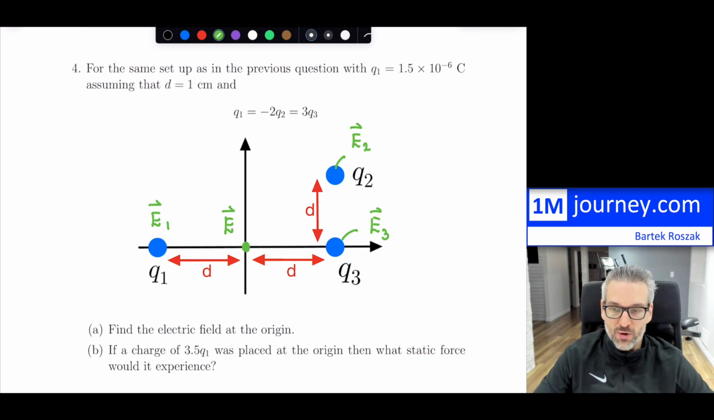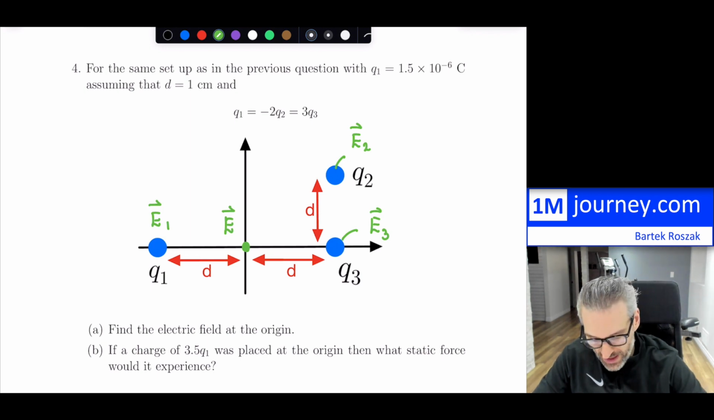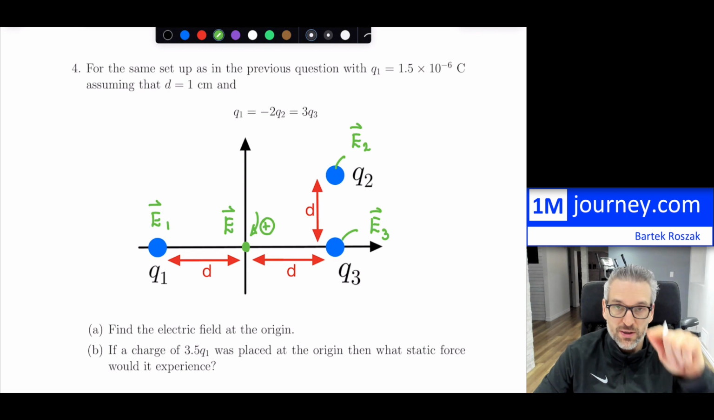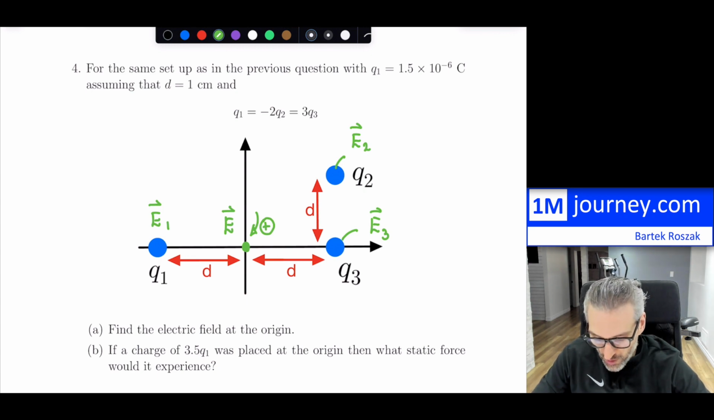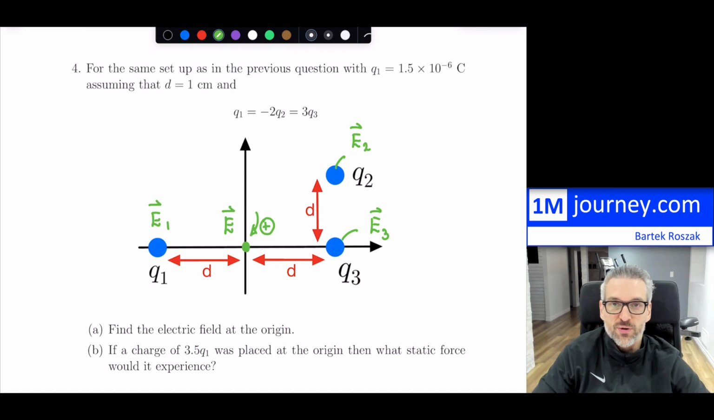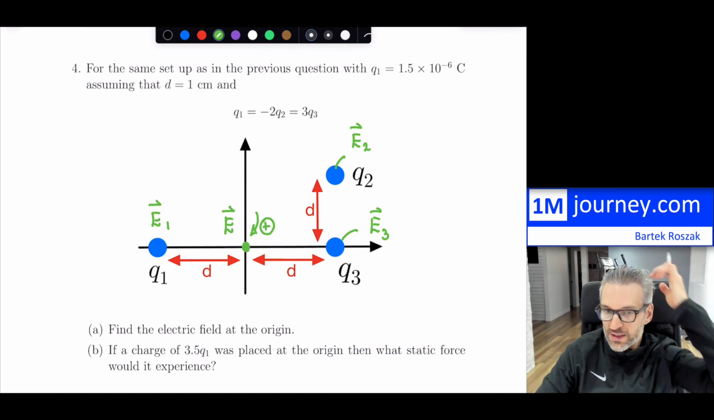Now, please remember that you're assuming that this is a positive test charge when you're trying to find the electric field with respect to one particular point. That way you'll know which directions it will be. So, from Q1 and Q3, that's going to be easy. They're on the horizontal, so there's no trigonometry involved in here.